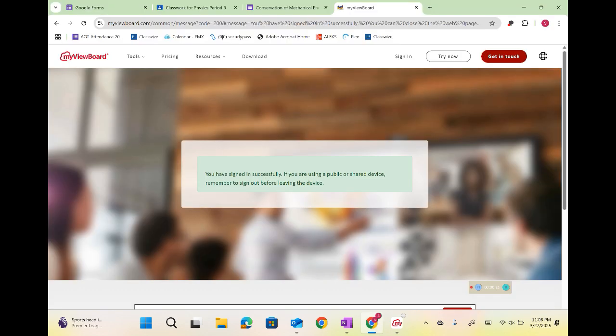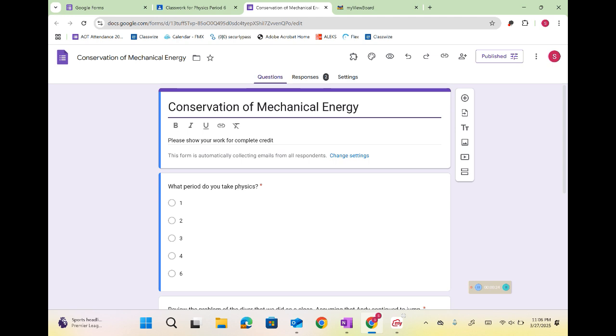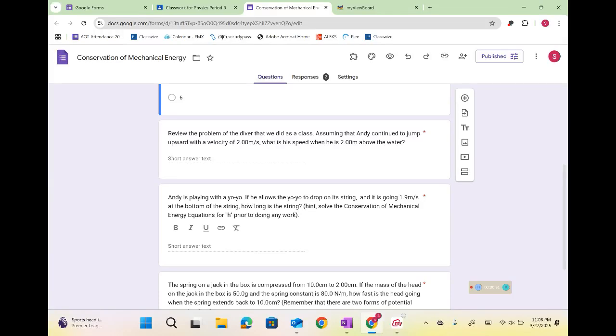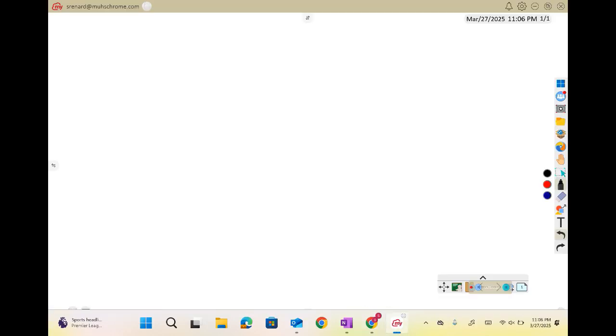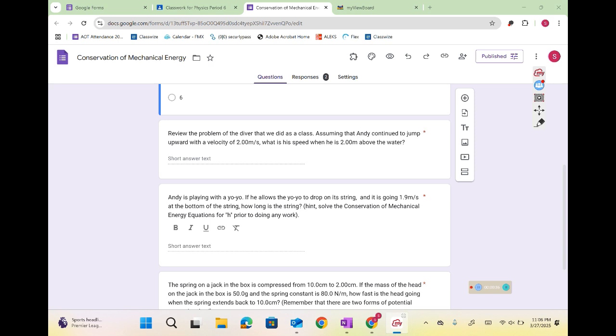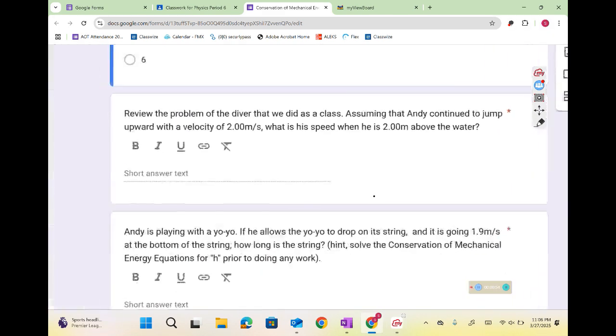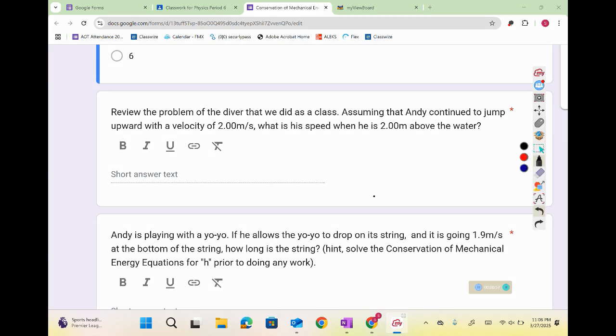What I want to do here is go through this assignment and really talk about what you need to do for each problem. Okay, so let's go here. Now we should be able to draw on this. It's been a minute, sorry about that. So the first one, let's talk about the problem with the diver we did in class.